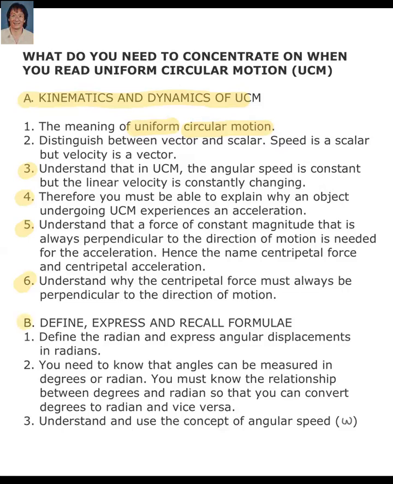In part D, you have to define, express, and recall formulae. Number one, you have to define radian and express angular displacement in radians. Number two, you need to know the angles can be measured in degrees or radian. You must know the relationship between degrees and radian so that you can convert degrees to radian and vice versa. Number three, understand and use the concept of angular speed represented by the symbol omega.